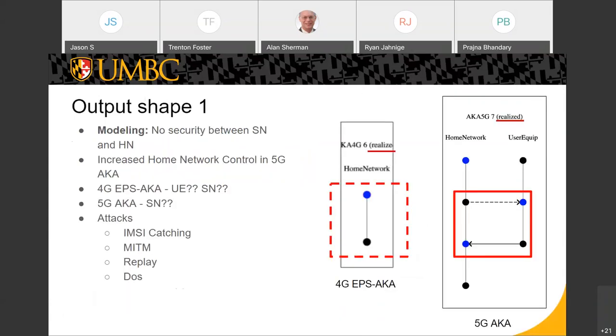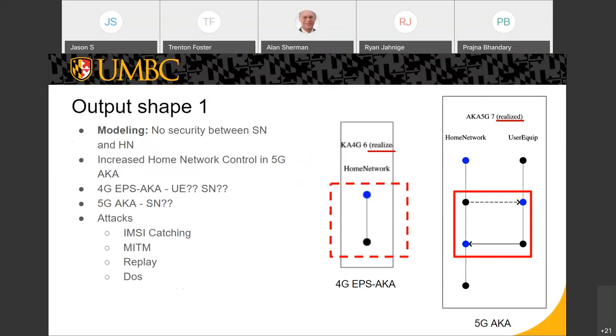Okay, so now it's time to analyze some interesting shapes that we've got from the tool CPSA. This first output shape is from the first model. As Ryan mentioned, we have two models. In one of them, we've assumed that there's no security between the serving network and home network, basically no long-term key between them. These are the two shapes that we get for 4G and 5G respectively.